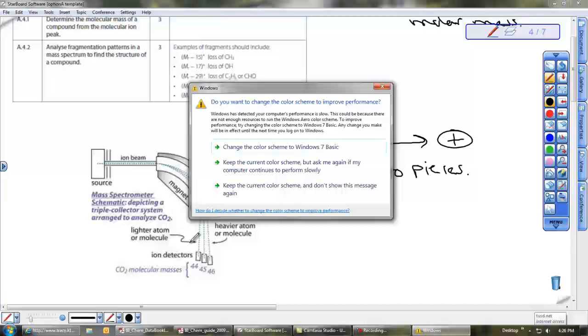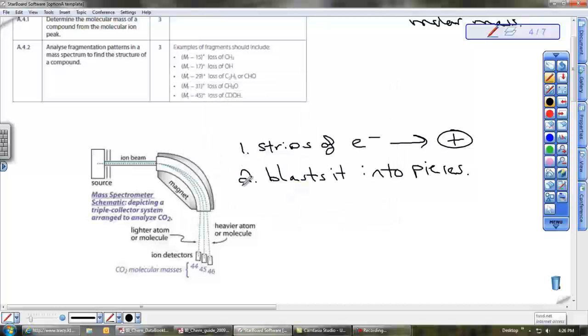Do you understand? It's the same exact principle here. Those particles or fragments which are smaller are bent more sharply, and those that are heavier are bent less sharply. And at the detector, it's calibrated to determine the magnitude of the bend and how that relates to mass.